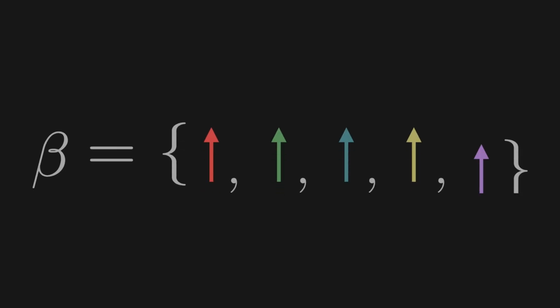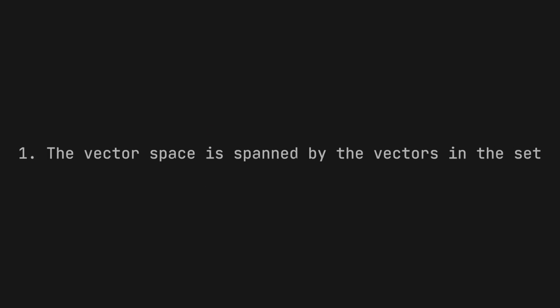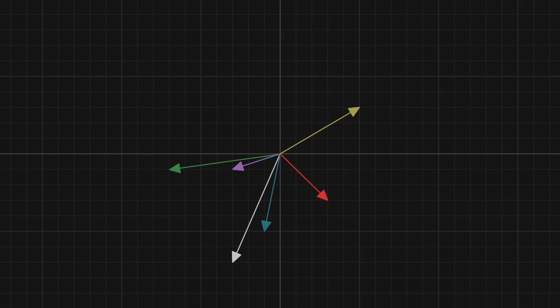Before we start switching between bases, we need to properly define what we actually mean by a basis. We define a set of vectors to be a basis of a vector space if it satisfies the following properties. The vector space is spanned by the vectors in the set. This means we are able to get any vector from the vector space and write it as the sum of scaled multiples of the vectors in the set. This is also known as a linear combination.